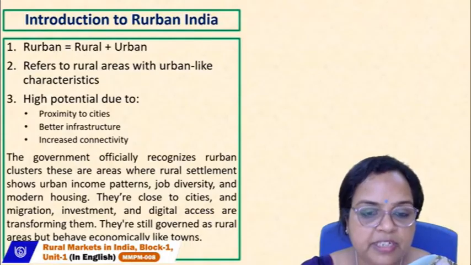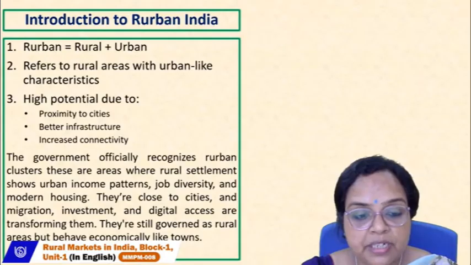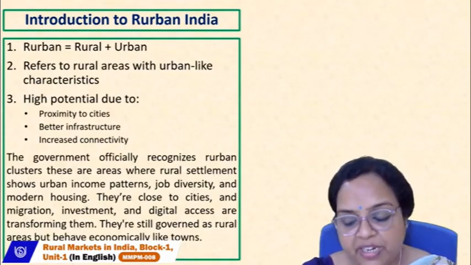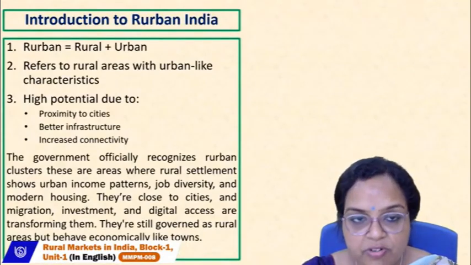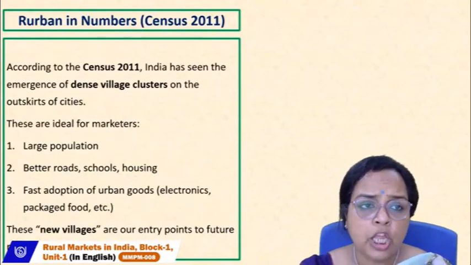The government officially recognizes Rurban clusters. These are the areas where rural settlement persists, but which show urban income patterns, job diversity, and modern housing. They are close to cities, and migration, investment, and digital access are transforming them. They are still governed as rural areas, but behave economically like towns. So this concept is the combination of rural and urban.